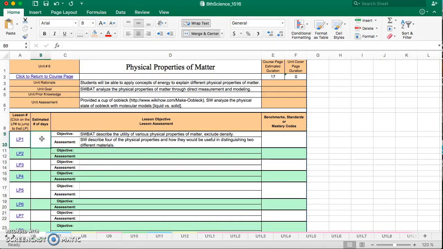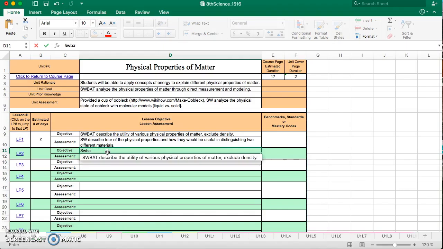And typically, my first one is going to last me about 2 days. It's more straightforward content, but we also need to build in that hook and really get students engaged and excited about this new unit. Next, we're going to move on, and since we excluded density, I'm going to put that into my second objective, taking it out of the first because it's a more complex concept for middle level learners.